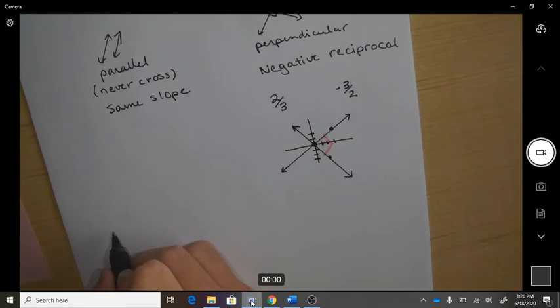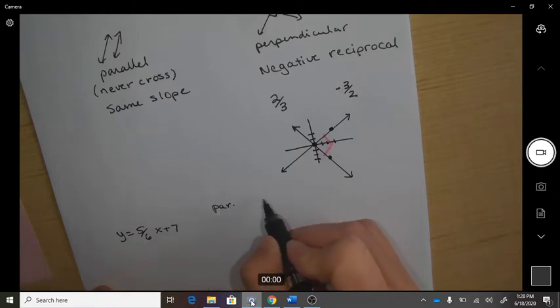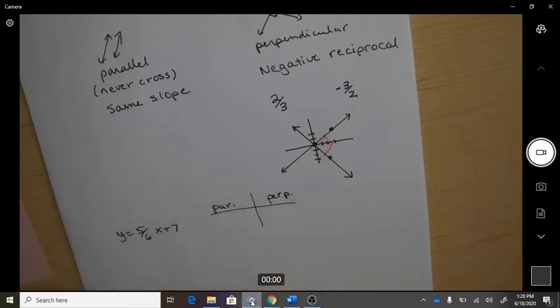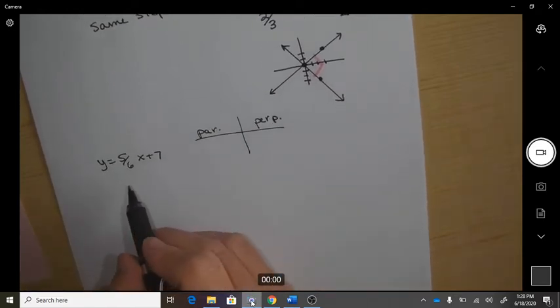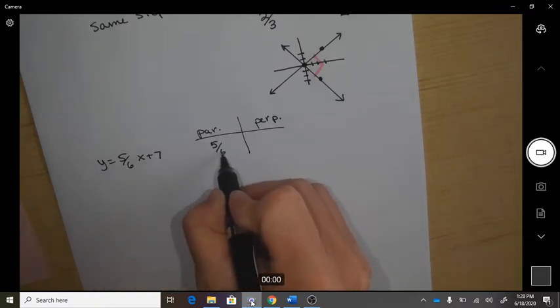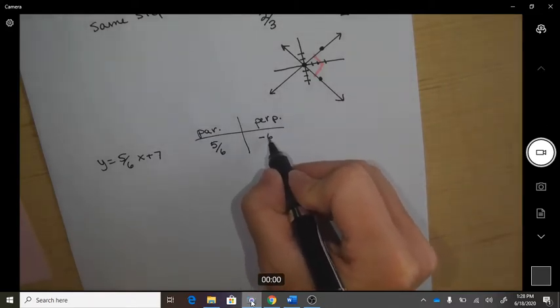Okay, so I'm going to give you some lines. That's a line. And then parallel slope, perpendicular. Let's make a little chart here. Okay, so what's the slope of this line? 5/6. So a parallel line will have 5/6 as a slope, and a perpendicular would be negative 6 over 5.